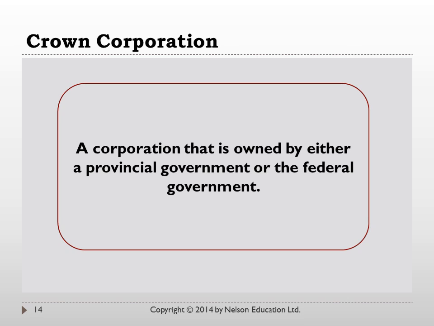There's another form of a corporation that you should be familiar with. I think we talked a little bit about this in Chapter 17. It's a Crown Corporation. A Crown Corporation is a corporation that's owned by either the federal or provincial governments. So, for instance, in Manitoba, the Manitoba Liquor Control Commission would be an example of a Crown Corporation. So it's owned by the provincial government. MPIC would be a Crown Corporation as well. And at a federal level, CBC would be a Crown Corporation.